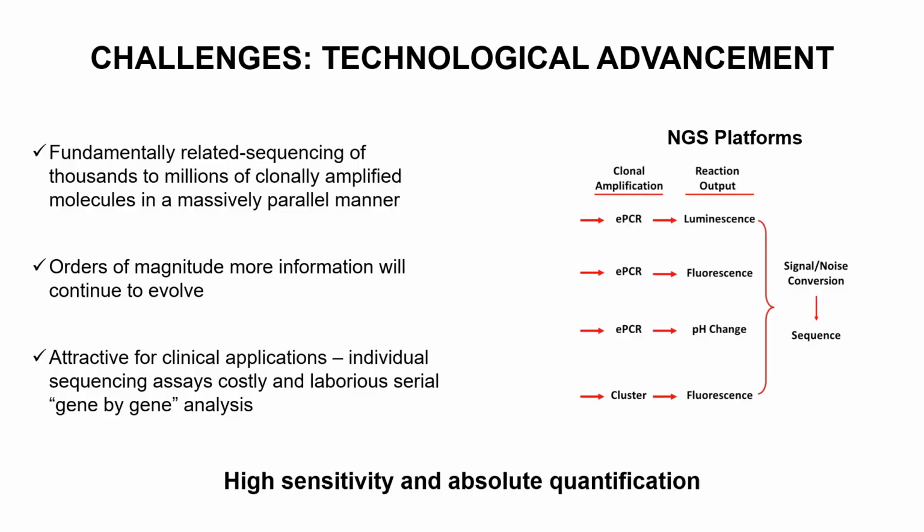NGS enables the simultaneous analysis of multiple DNA or RNA fragments and facilitates the exploration of whole genome sequencing or whole exome sequencing. This technology is characterized by two key points: sensitivity and absolute quantification. NGS is highly sensitive, capable of detecting even low levels of genetic variation or mutants within a sample. This sensitivity is crucial for identifying rare genetic alterations and may have clinical significance in disease such as cancer or genetic disorders.